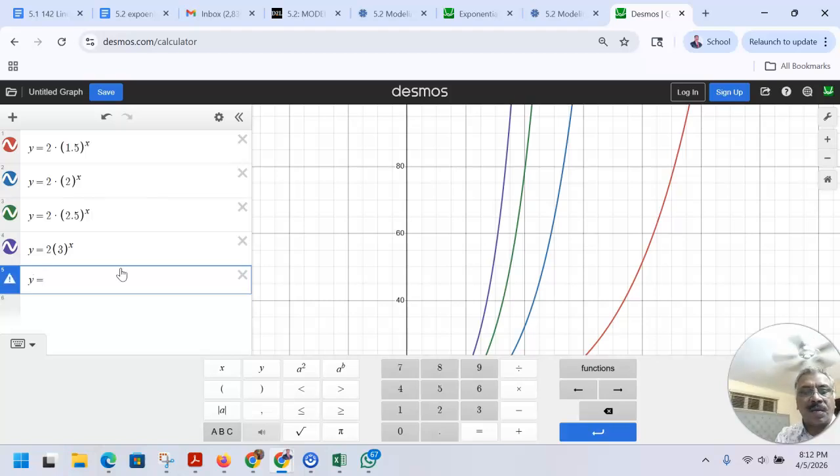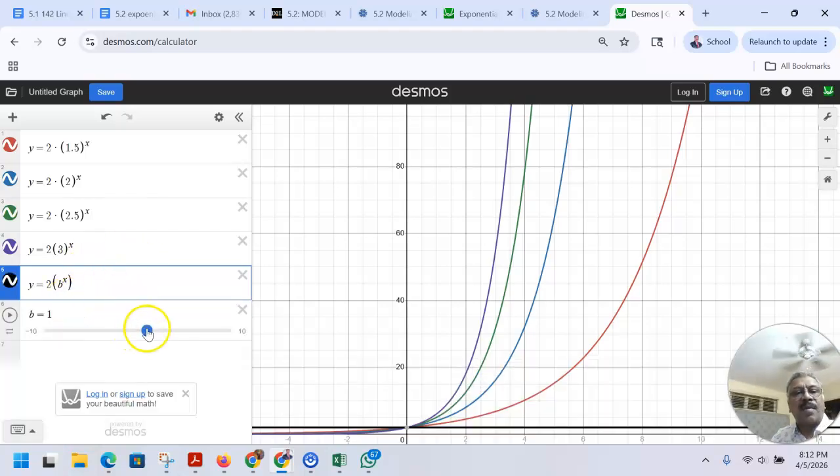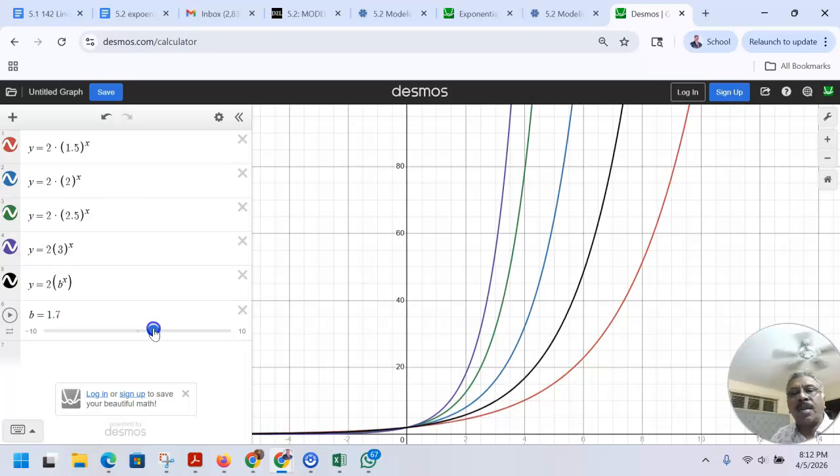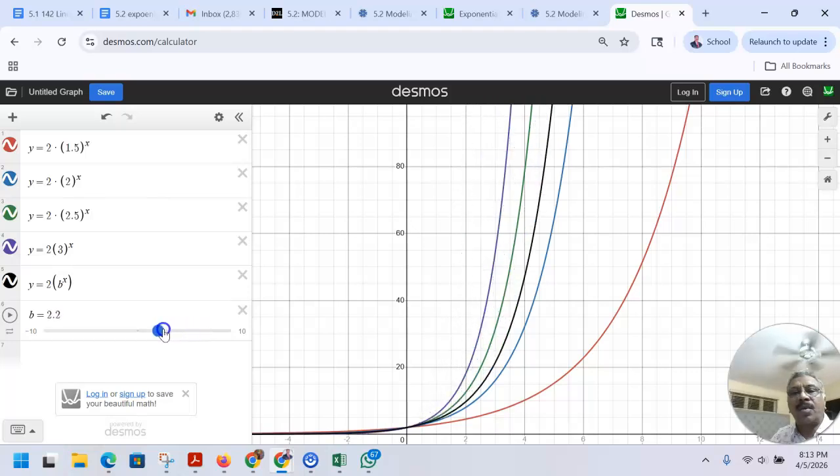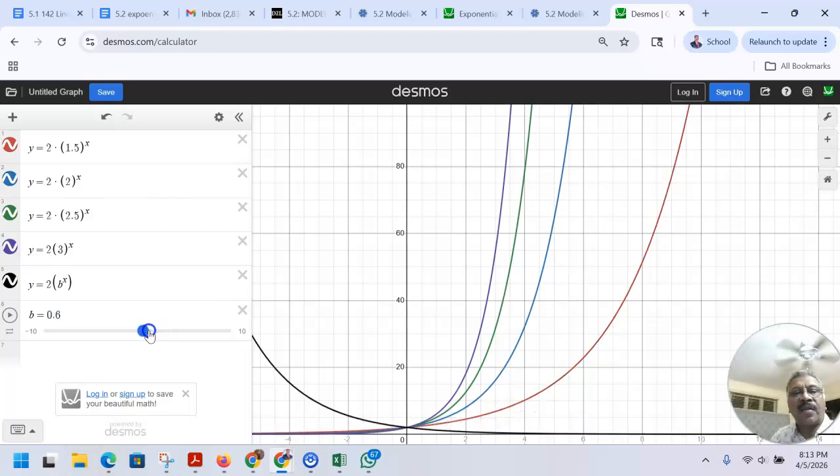Or instead I can change this to y equals 2 times a slider b raised to x. Close it, and here I'll put x, and then it says add a slider, just to show that we can always look at this, when b is 1.2 and then the black graph goes on changing. See, so that's what that means. Changing b makes it steeper and steeper like this. But the moment it goes to a fraction, look at how it changes to the other side, going downwards.